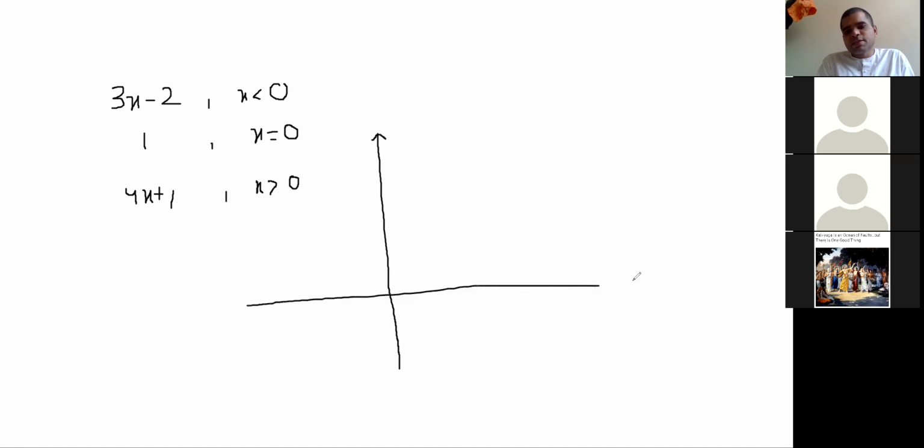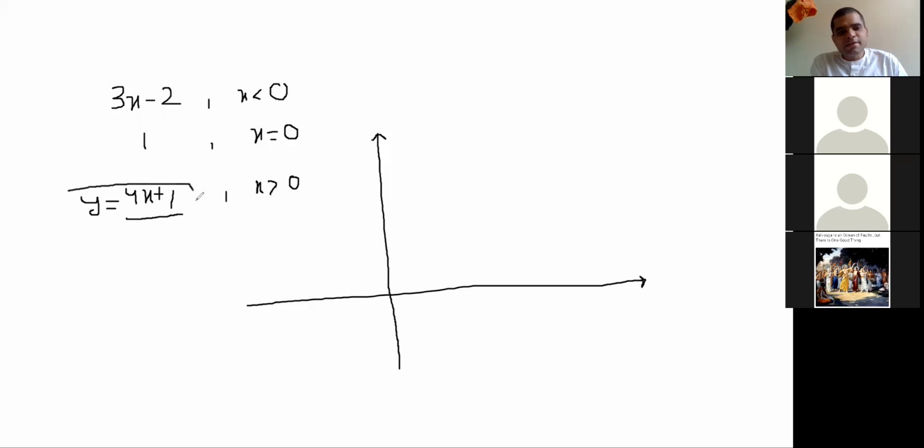So first we will see x greater than 0. For x greater than 0, we have this value 4x plus 1. Now remember, this can be written as y is equal to 4x plus 1. So is this a straight line or not?